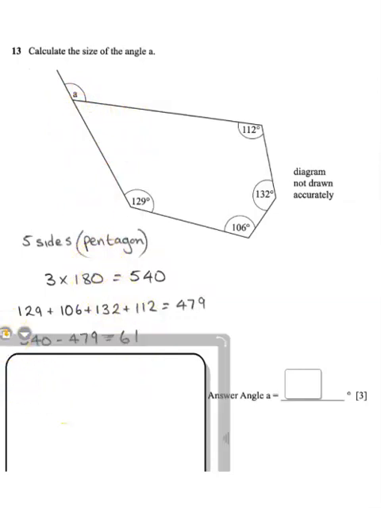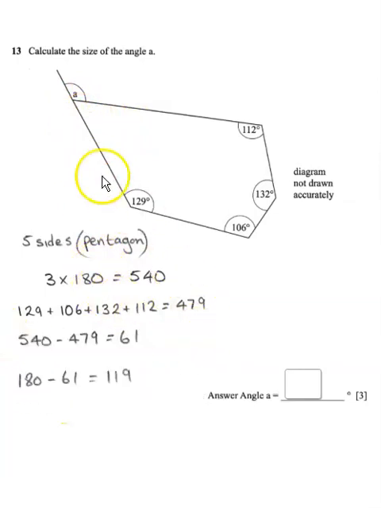So the next step is really, because this is a straight line here, between the A and the 61, those 2 angles would add up to 180. So that means we have to do 180 take away 61, which is 119. And that's the answer for that one.